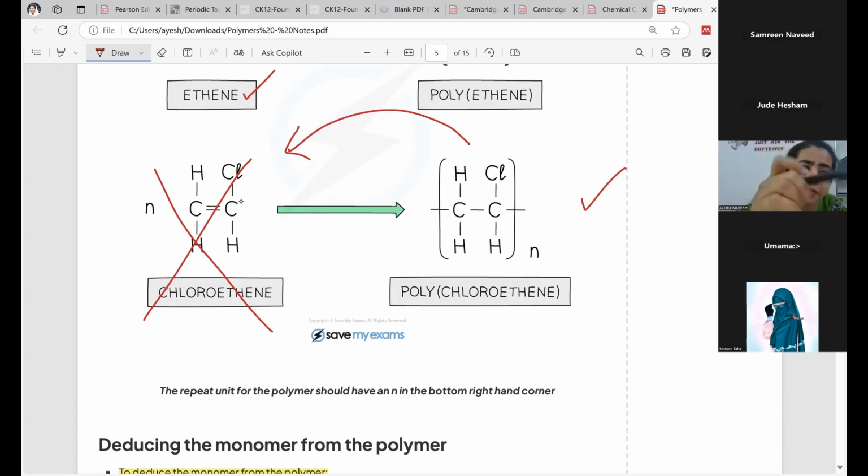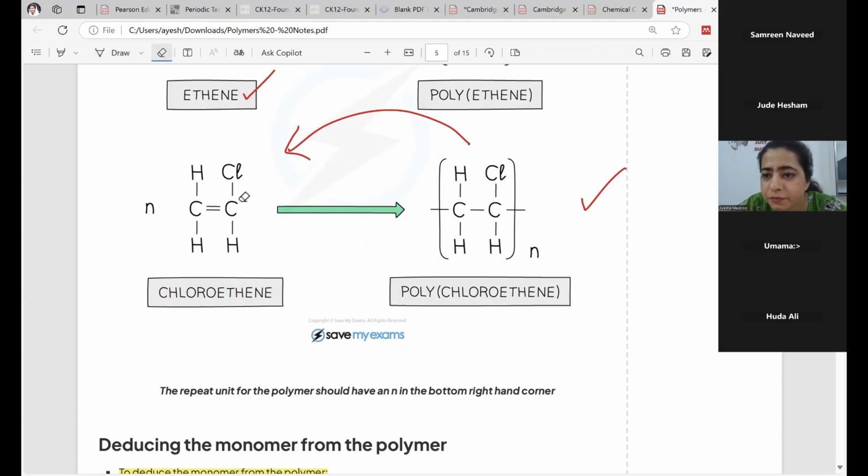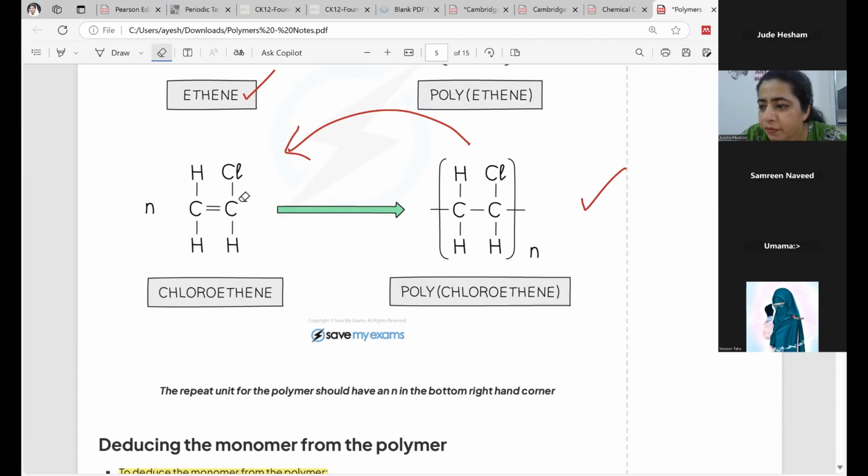Yes, Samreen, what's your point of view? How can we go back to the monomer? Miss, we can remove these brackets and add a double bond and remove the side bonds also. Okay. Yes, Jude. Yes, miss, the same thing. Just remove the brackets and the side bonds because we already put the double bond, so the side bonds aren't needed. So we'll just remove them.